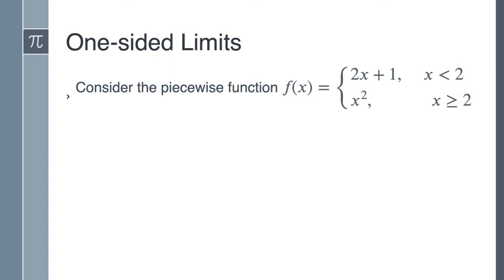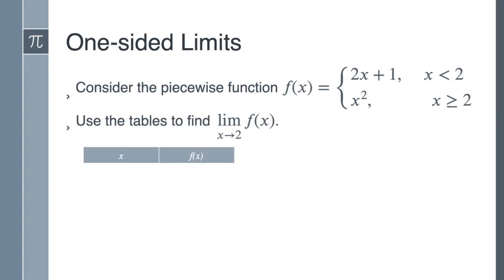So, to give you one example, consider this piecewise function. You know piecewise functions, right? Functions which are separated and have different domains. So you have 2x plus 1 for all x's less than 2, and you have x squared for all x's greater than or equal to 2. If you want to get the limit of this f of x as x approaches 2, we need to find the values of f of x as x approaches 2 from the left and from the right.